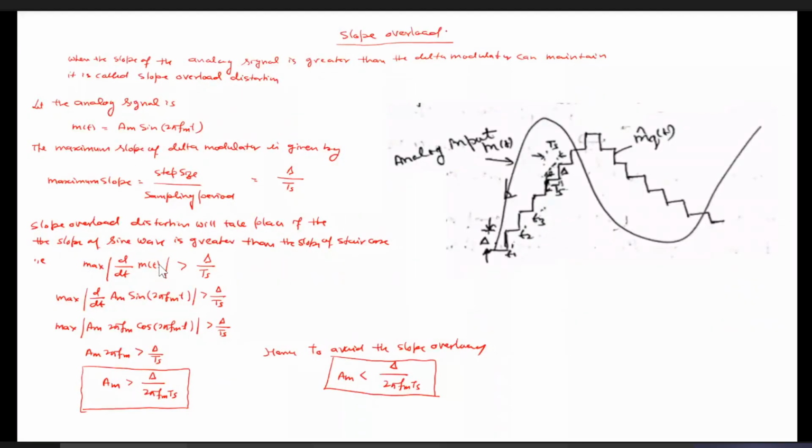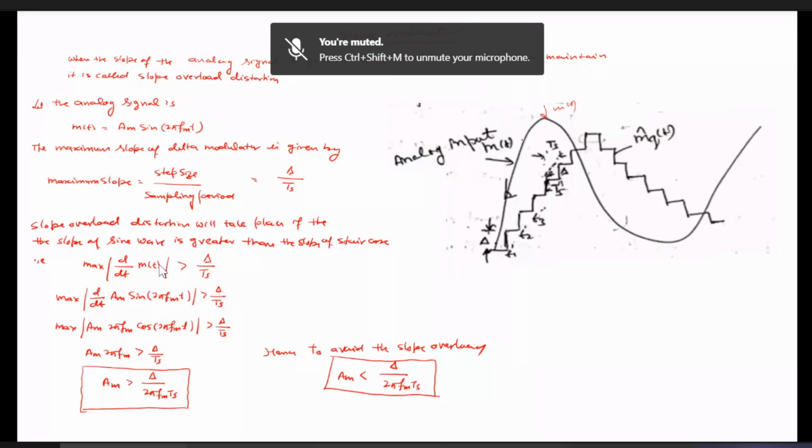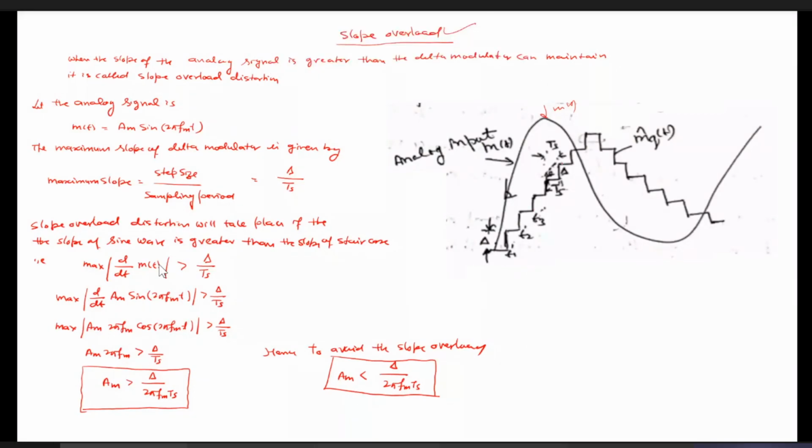If you talk about the slope overload, then as I told you, if you have a message signal m(t) and it has the approximate staircase function given by m_q(t), you can see here the slope is varying very fast. If the message signal slope is varying very fast, then this staircase function is unable to follow our original message signal, so the output of the delta modulator will be this. In this region, the message signal is always more than this staircase function. It will generate the sequence of ones.